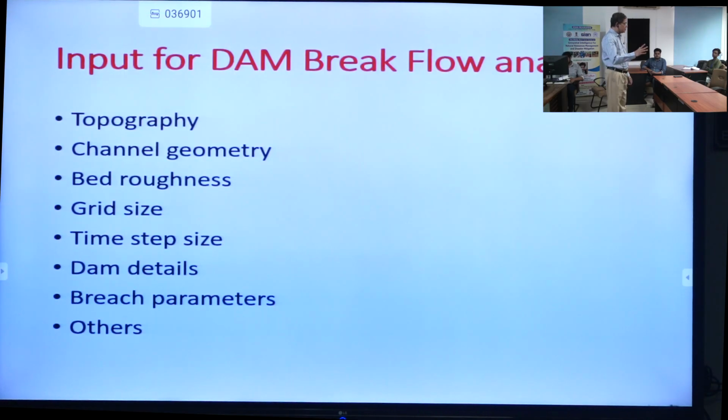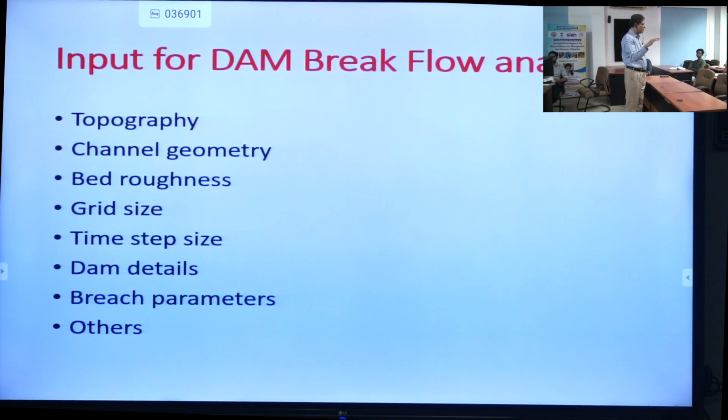These are the inputs we need to conduct a dam breakthrough analysis. The topography, meaning not only the river cross section, we also want what is there, because when the flood wave propagates, it will also go to the sides. So whether it is grass or building or vegetation, we must provide that information. How? Through Manning's roughness coefficient.